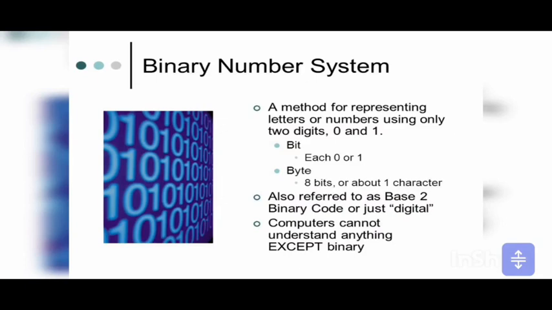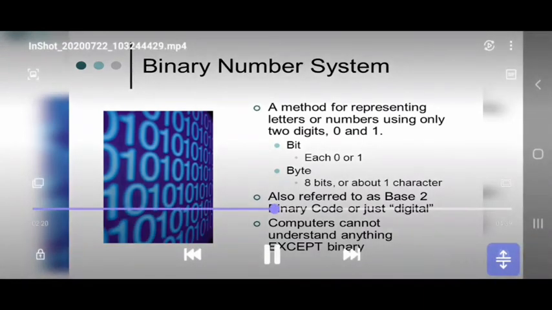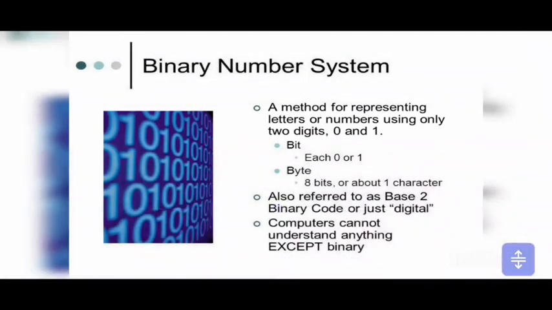The smallest unit is a bit, and 8 bits comprise 1 character, that is a byte. It is also referred to as base 2, binary code, or just digital. A computer cannot understand anything except binary numbers. Next, we will see how to convert a binary number into decimal form.